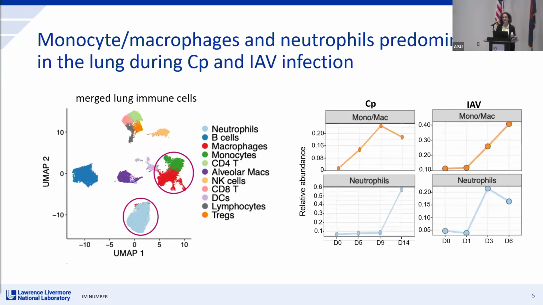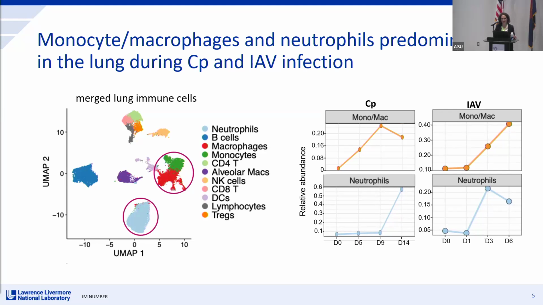And that's because within both infection models, both of these cell types really dominate the lung immune landscape during infection. So we can look at how the relative abundance of cells changes over time. And so you see both in cocci and flu, the monocyte macrophage populations spike up early. And within cocci, we see a huge accumulation of neutrophils in the lungs, especially at that day 14 time point. And neutrophils also accumulate quite substantially in the lungs of the influenza-infected mice.